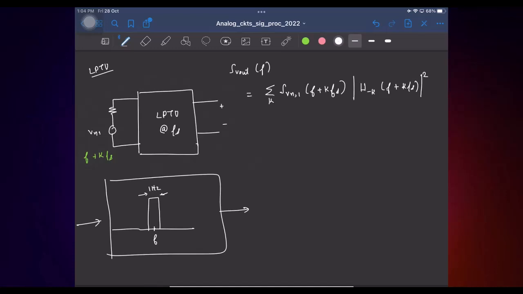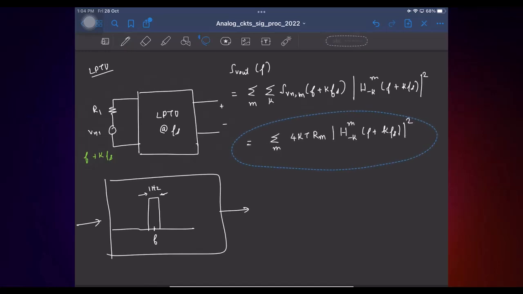So this is only due to the first resistor, say R1. Now let us say you have a million resistors, say M. This is H_k for the mth resistor. We'll sum it up over all resistors. And if it's a resistor, you know the power spectral density is only 4kTR. So you can simplify to 4kT times R_m times |H_{-k}(f + kfs)|² for the mth resistor.